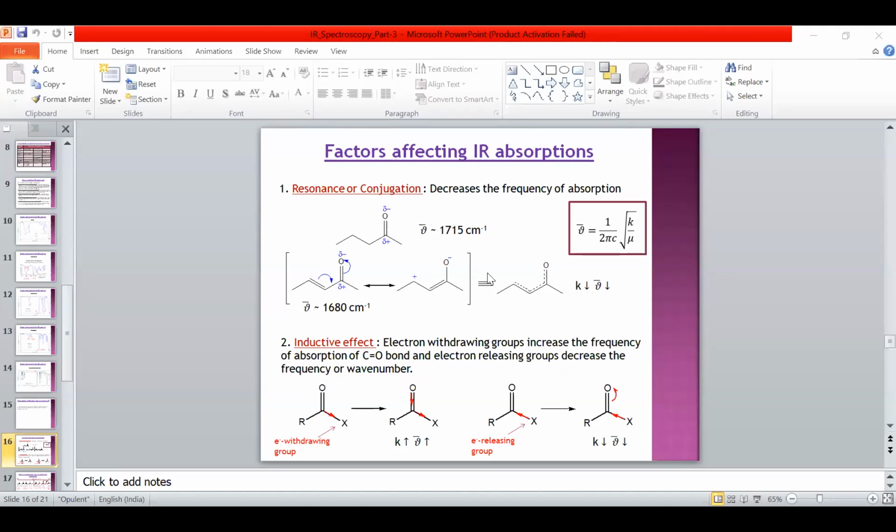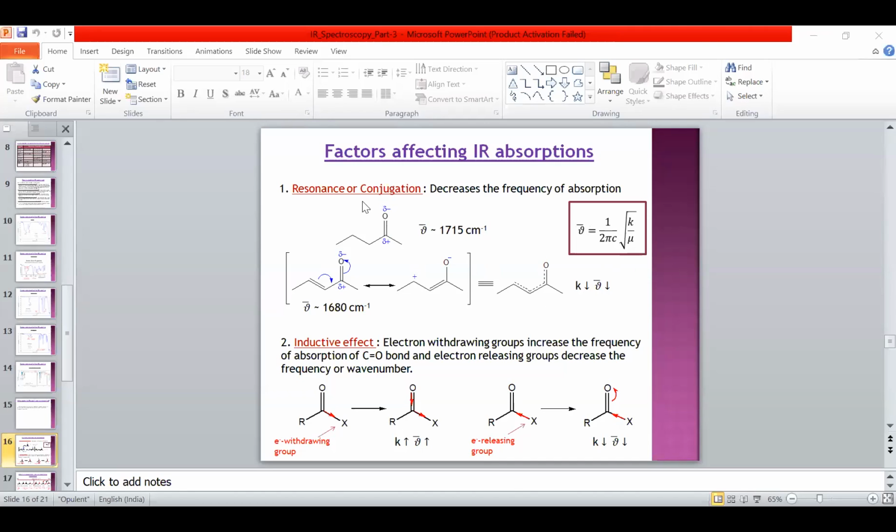Right. So how resonance is going to affect the IR absorption is, again, we have to study it according to Hooke's law, which states that the wave number is equal to 1 upon 2 pi c into under root of k over mu. So k is the force constant, which is indicative of the bond strength. Mu here is the reduced mass, and this is the wave number, that is nu bar.